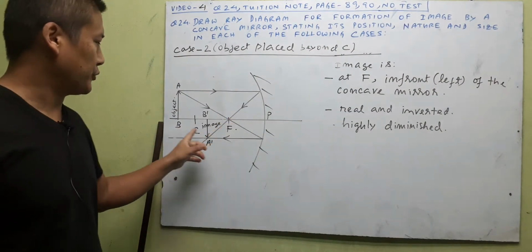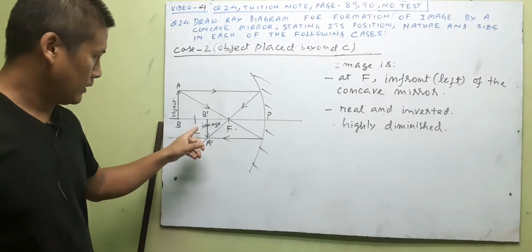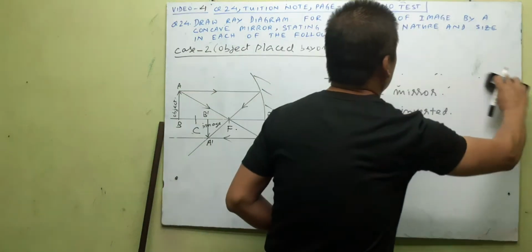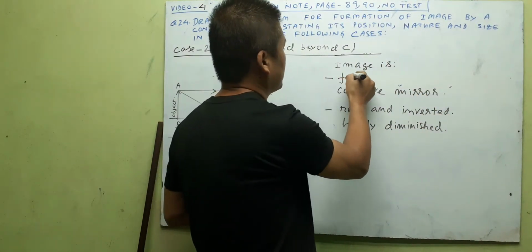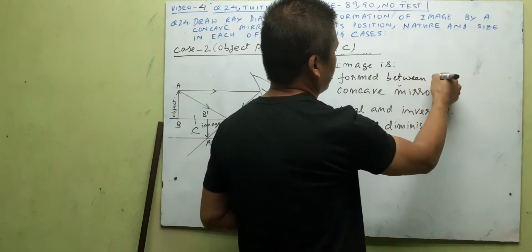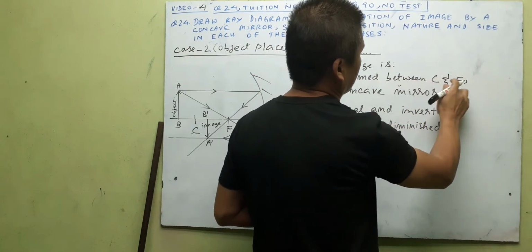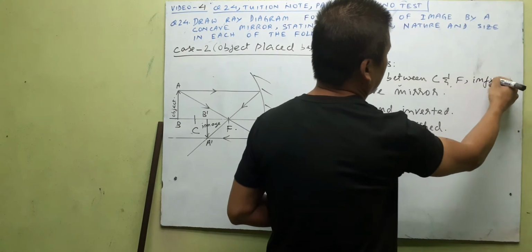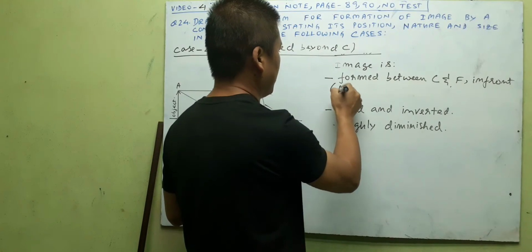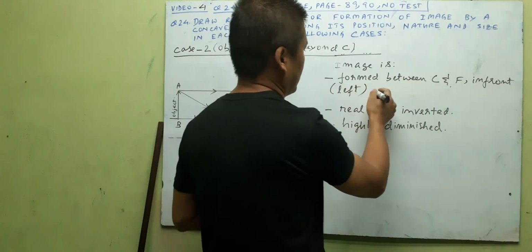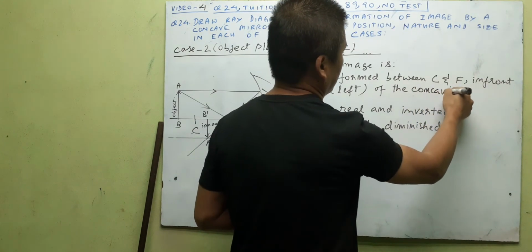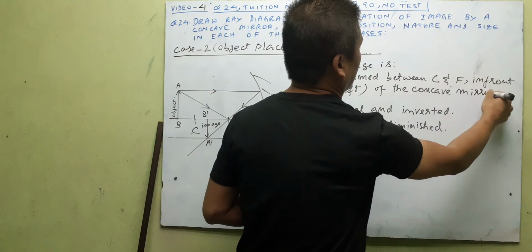So we can write it now. So image position is where? Yes? Yes, that's right. It's between C and F. So let us write that. Image is formed between C and F. That's right. And still it is in front. You can clearly see that in front, which means it is on the left side of the concave mirror. You can clearly see that, right?